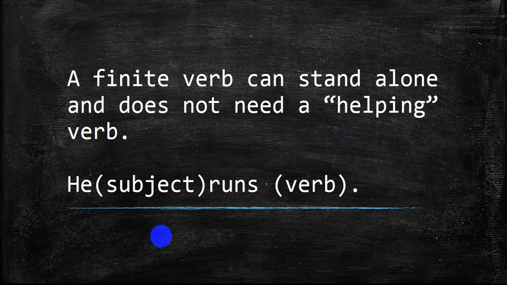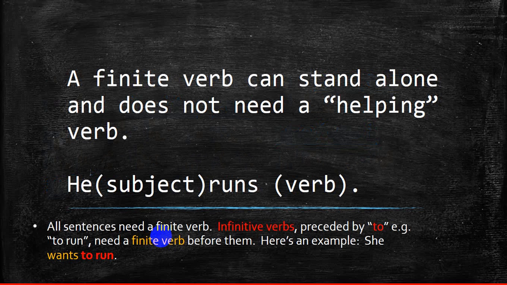A finite verb can stand alone and does not need a helping verb. He runs. He is the subject, runs is the verb. All sentences need a finite verb. Infinitive verbs preceded by to, for example, to run, also need a finite verb before them. Here's an example. She wants to run.